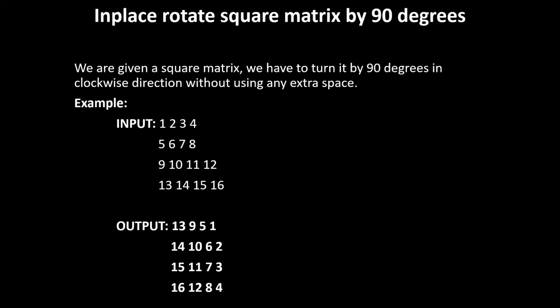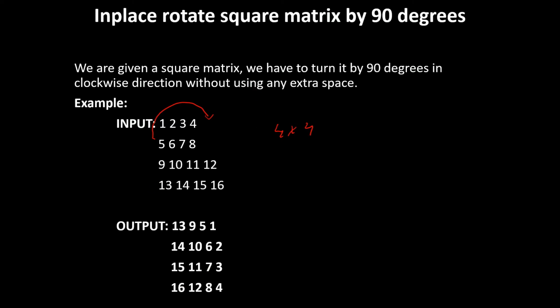Suppose we have a 4 cross 4 matrix. The elements are 1, 2, 3, 4, 5, 6, 7, 8, 9, 10, 11, 12, 13, 14, 15, 16. We have to rotate this matrix by 90 degrees in clockwise direction. After rotating, the output comes out as 13, 9, 5, 1, 14, 10, 6, 2, 15, 11, 7, 3, 16, 12, 8, 4. That is, this is rotated in this direction.